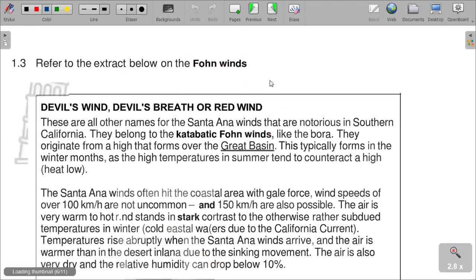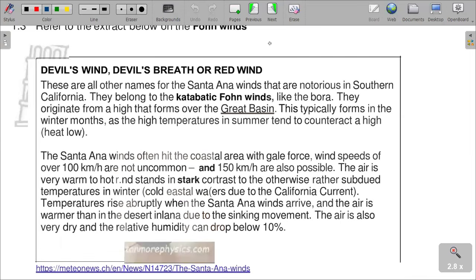We have got the foehn winds, which is devil's wind or devil's breath or the red wind. That is also there. These are other names for the Santa Ana winds that are notorious in Southern California. They belong to the katabatic foehn winds like the Bora. They originate from a high that forms over the Great Basin, typically forming in the winter months, as temperatures are high in summer and tend to counteract a high heat flow.